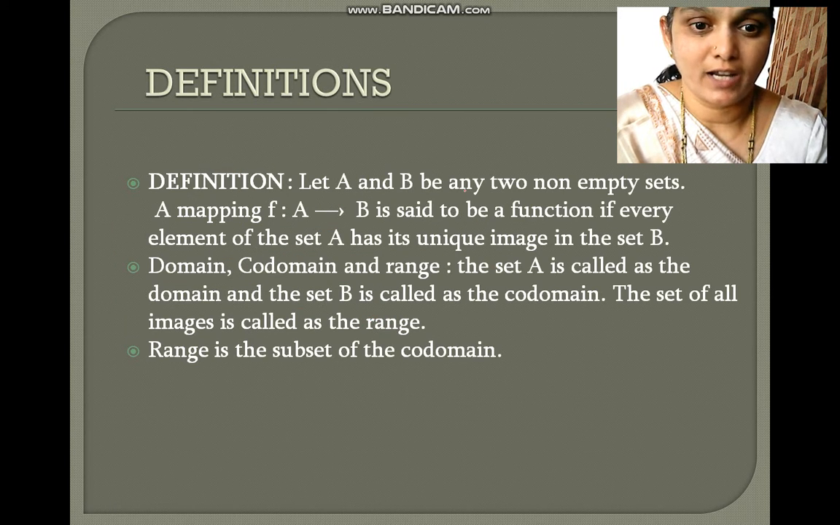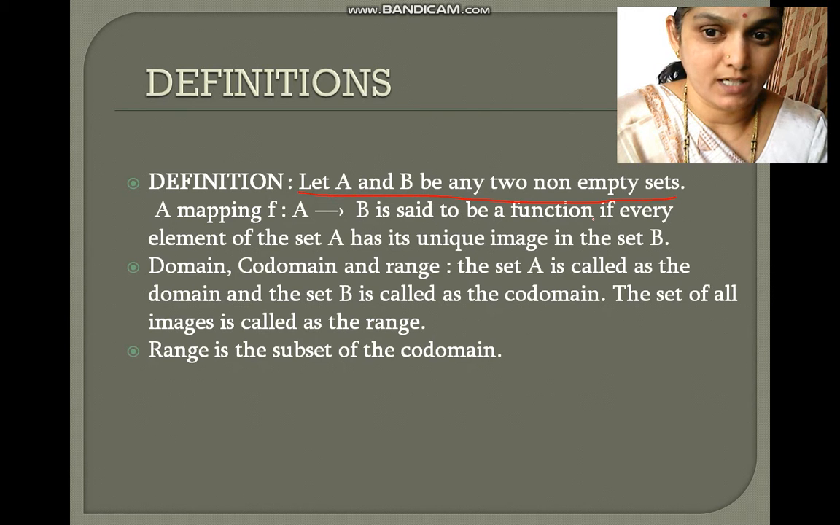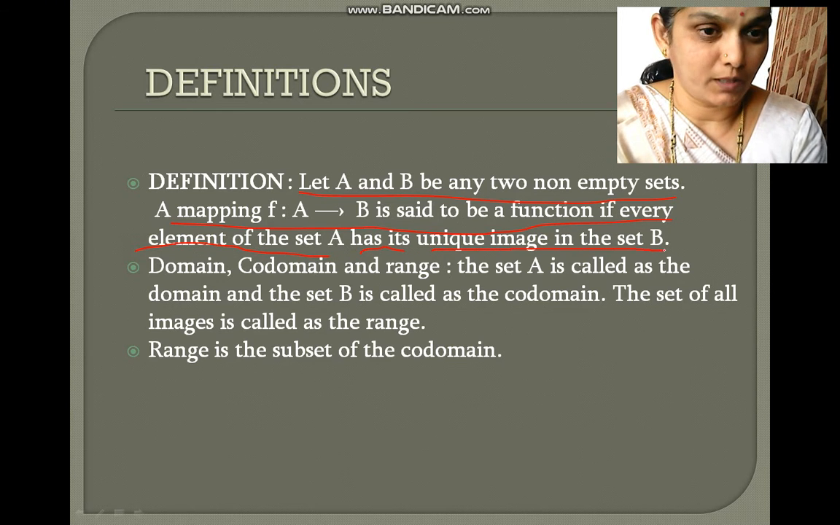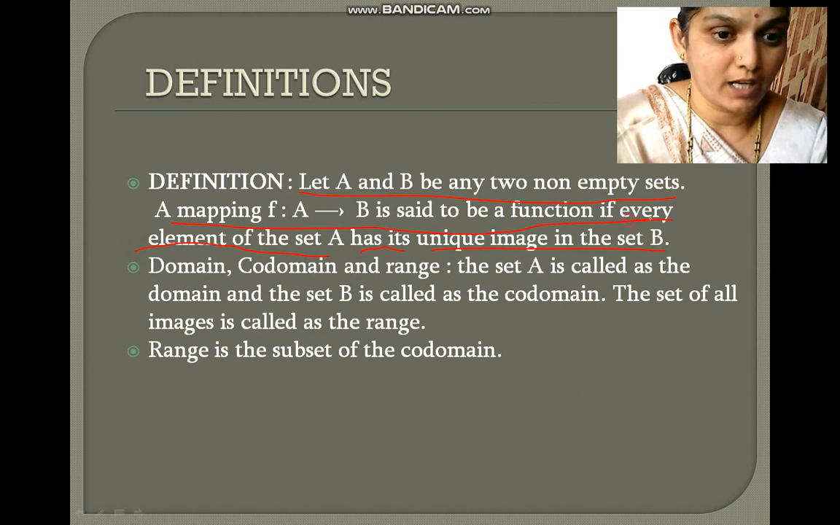First of all, I define what a function is. Let A and B be any two non-empty sets. A mapping f from A to B is said to be a function if every element of the set A has its unique image in the set B. Here these two words are very important. Every element of the set A has a unique image in the set B.